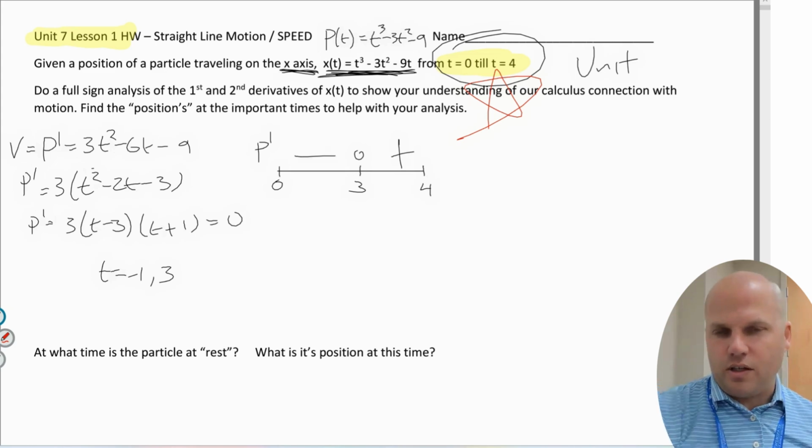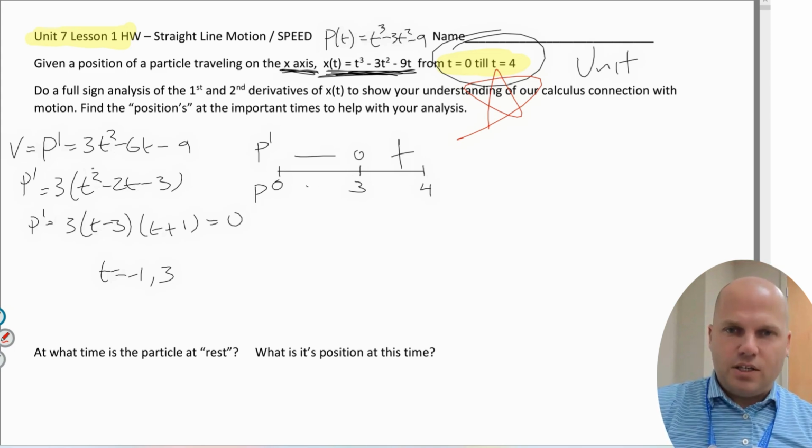And if I plugged in 0, I'd get 3 times a negative times positive, so it's negative. And this is telling me that my position is decreasing and then increasing. Now, position decreasing means I'm moving left. Or when my velocity is negative, my position is decreasing. I'm moving left. This is right.